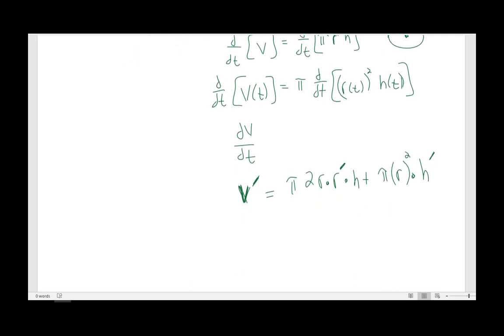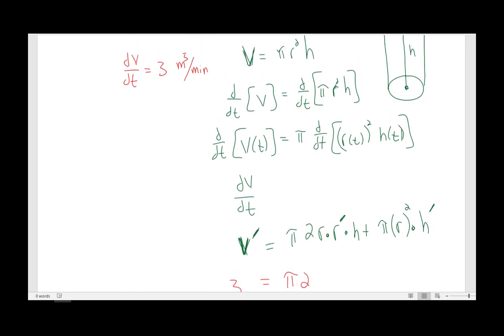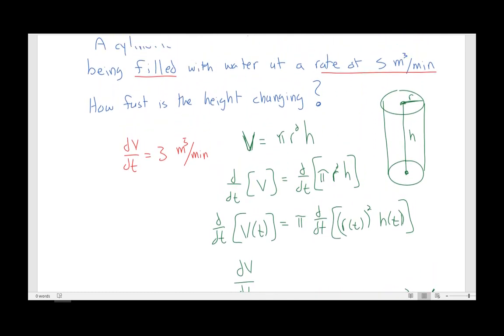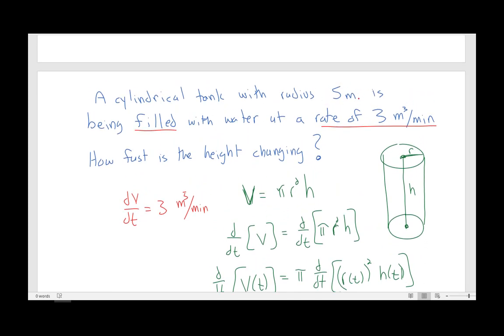All right, so what I was being asked to find here was how fast is the height changing. So I need to know r, r prime, h, and v prime. Now in the problem we scribbled, and it's above there, we were told v prime was 3 cubic meters per minute. But we didn't know r prime, did we? All right, so let's think about this for a second. We need to figure out r prime, and h. So if we come back to this problem here, what is r and what is r prime? We were told the radius of this tank was 5 meters. So this is my r value. Here is r. And then we need to know dr/dt. We need to know r prime.